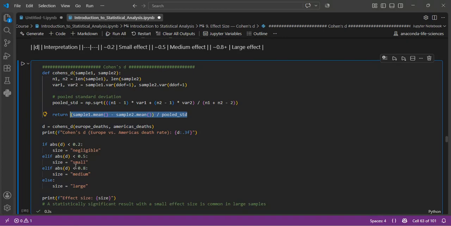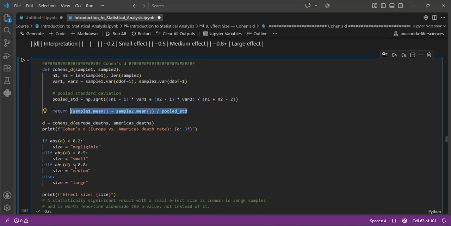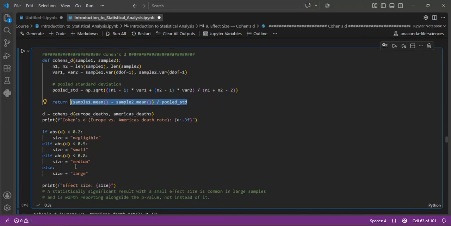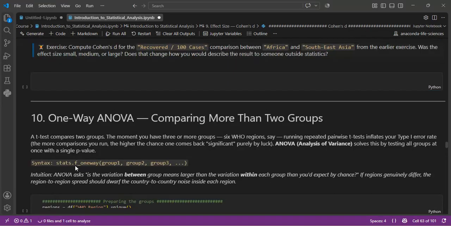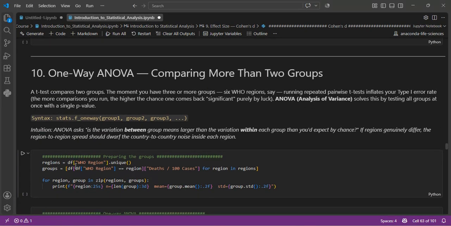Do you get it now? Yes, I do. Okay. Please, any other question? Okay. If there is none, then we make progress. All right. So we move on to one-way ANOVA.